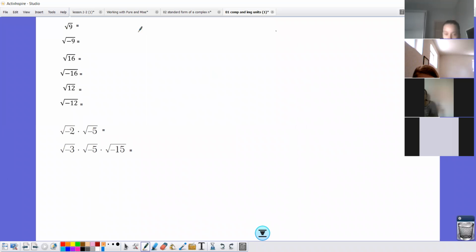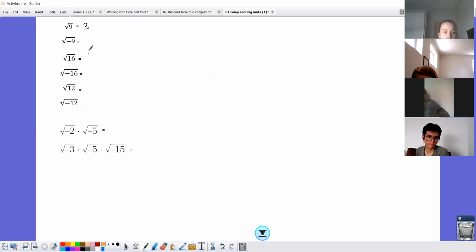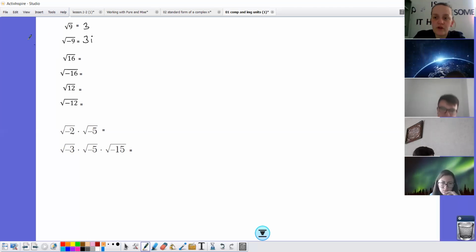Now here, what is root of 9? 3. What will be root of minus 9? 3i. There is no plus or minus here because we don't have x squared. It's not x squared is equal to something. We have only root of minus 9. Because of that, it will be 3i.